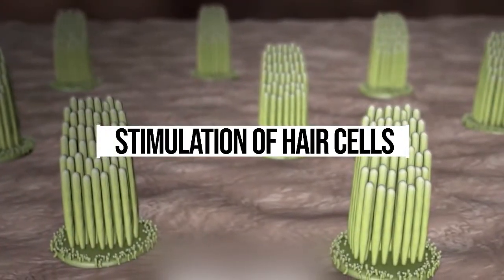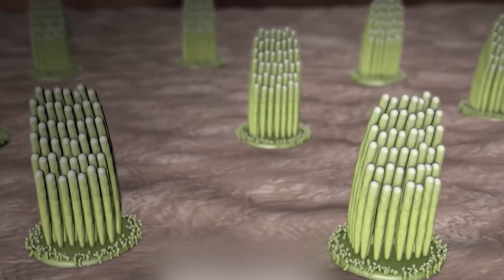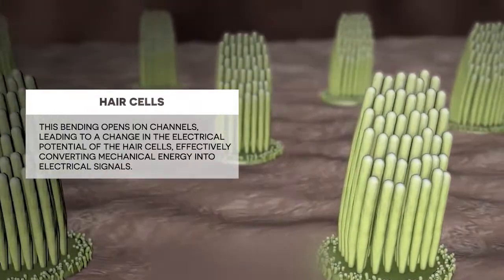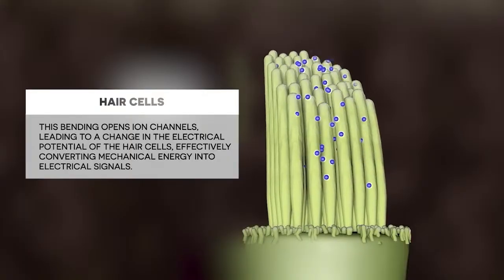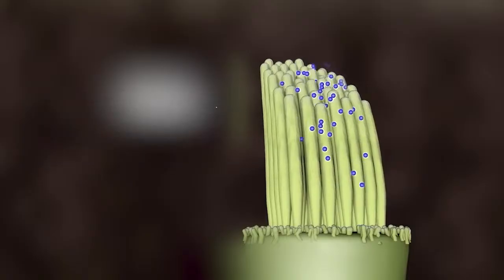Stimulation of hair cells. The movement of the basilar membrane causes the hair cells in the organ of Corti to bend against the tectorial membrane. This bending opens ion channels, leading to a change in the electrical potential of the hair cells, effectively converting mechanical energy into electrical signals.